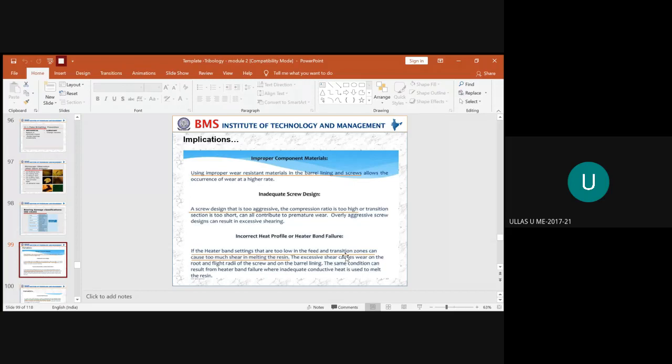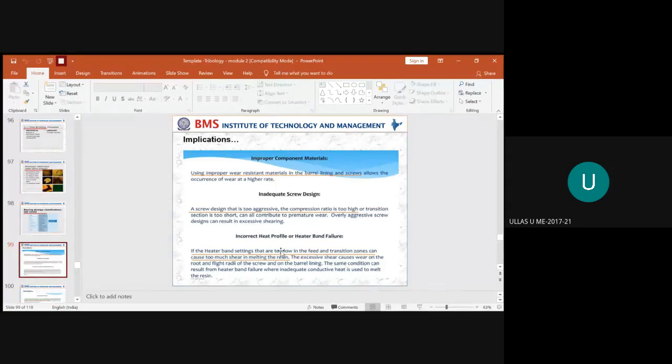So when you're using a component at high temperature, every material will have a transition temperature where it changes from one phase to the other, right? Suppose from orthorhombic phase to that of the tetragonal. So every transition has a particular temperature zone. But if you have fixed the heat band setting below the transition zone, then it again results in causing shear. Okay, so all these things you have to think about.